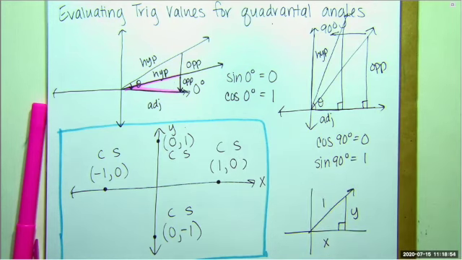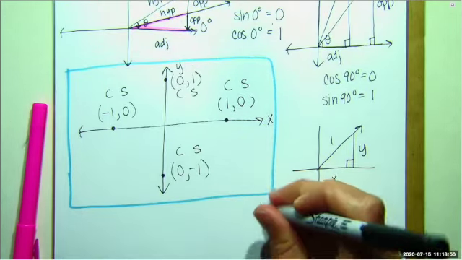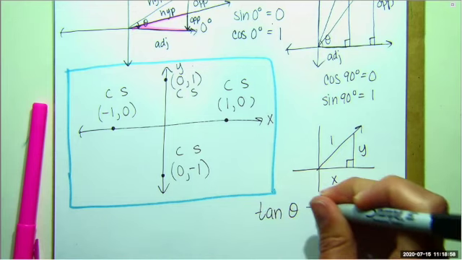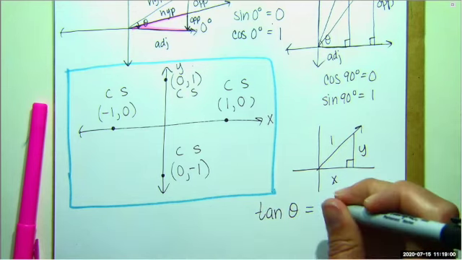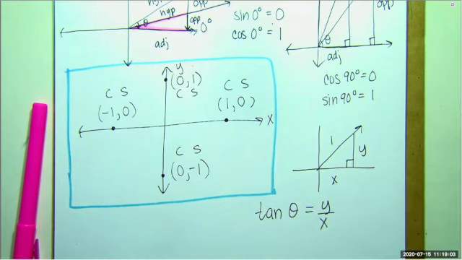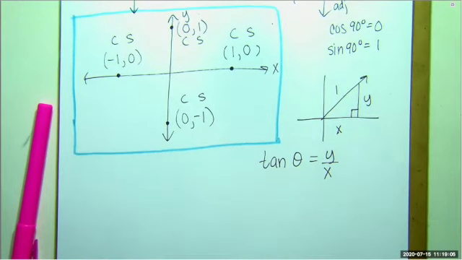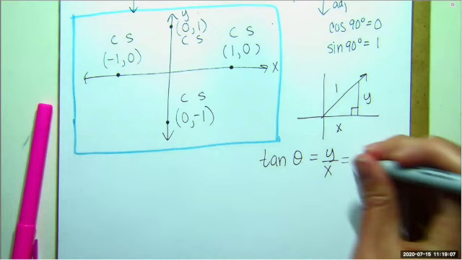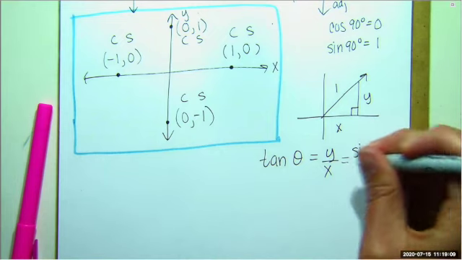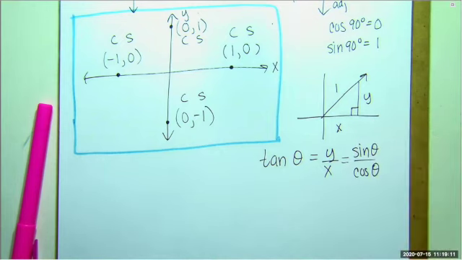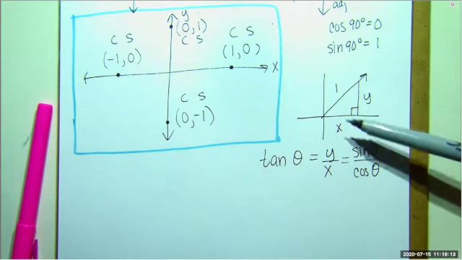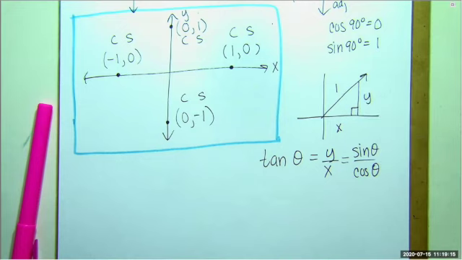And then how do we find tangent? Tangent of theta is opposite over adjacent, so that's going to be y over x, or sine over cosine. Right, sine would be opposite over hypotenuse, cosine is adjacent over hypotenuse. The hypotenuses cancel out, and we just get sine over cosine.